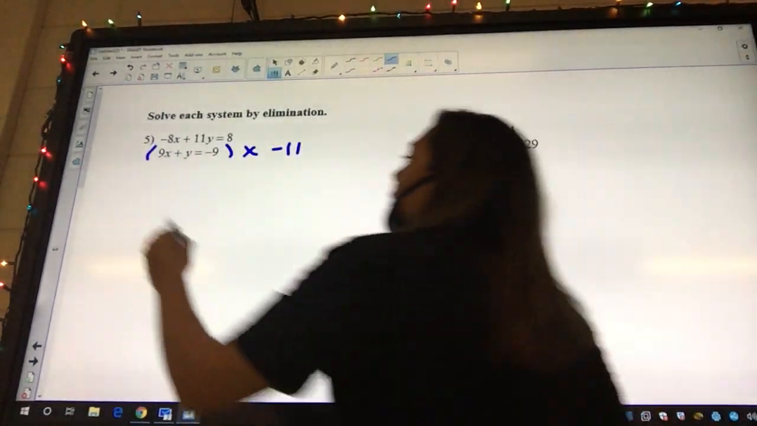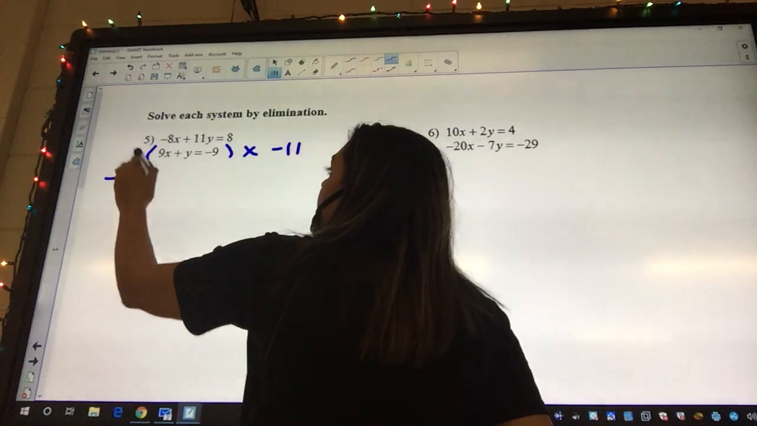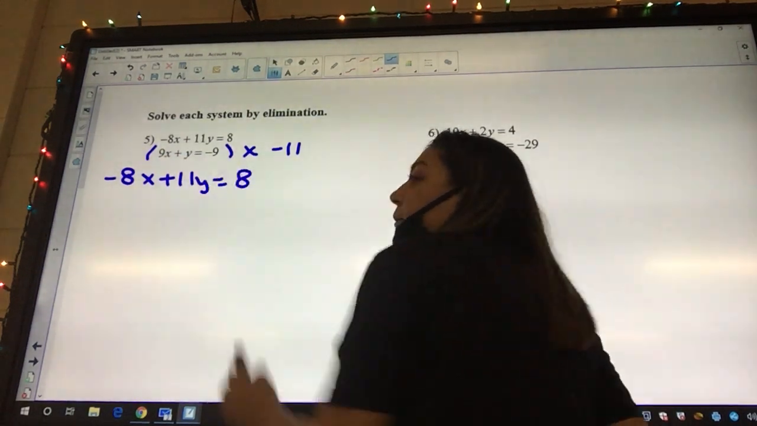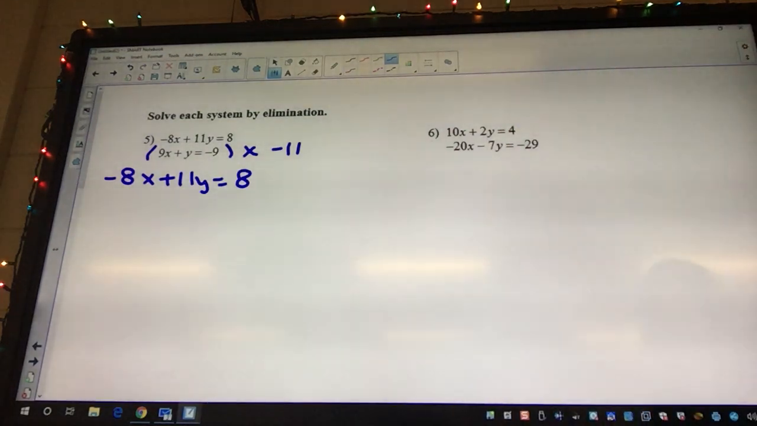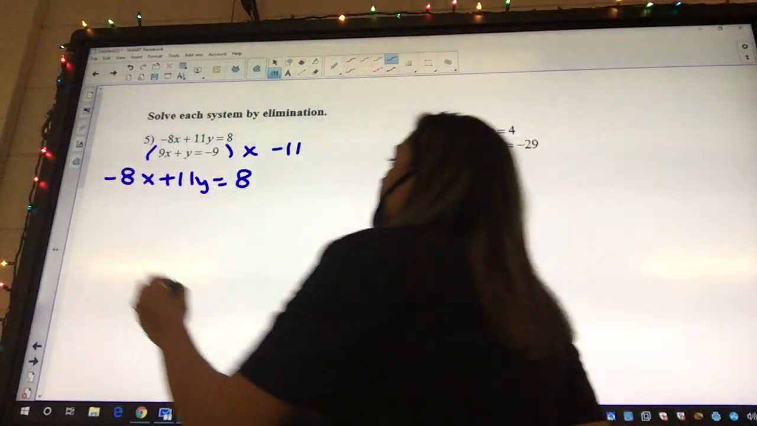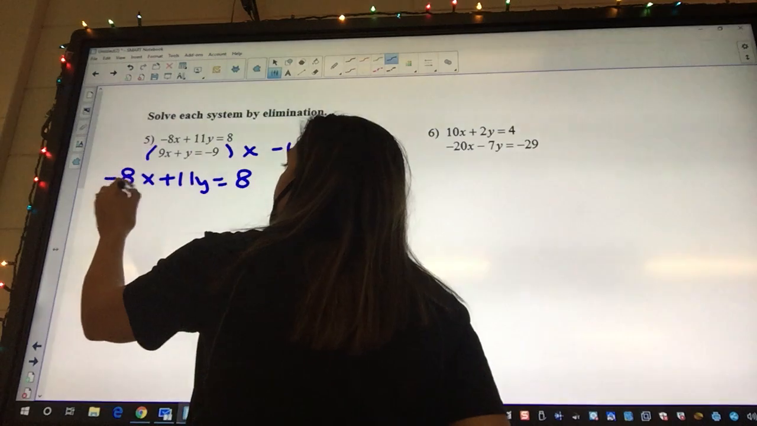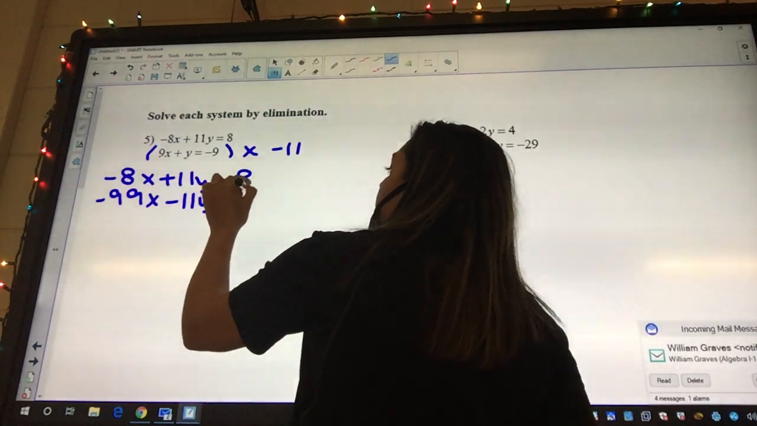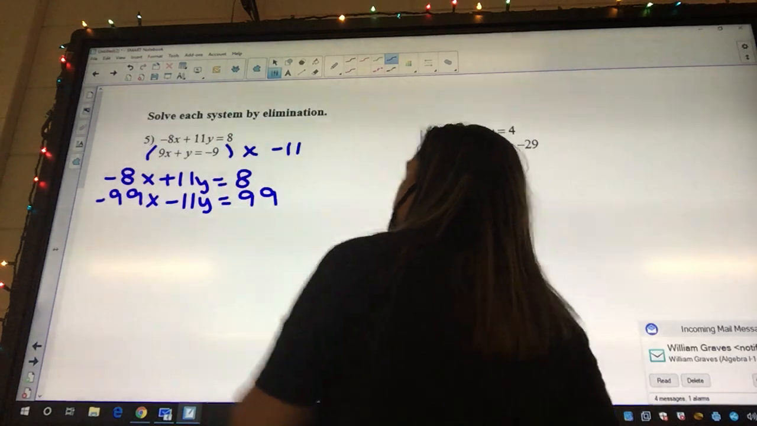Okay, so I'm going to have negative 8x. The top one we're not changing, plus 11y equals 8. The bottom one is going to be negative 99x minus 11y equals positive 99.